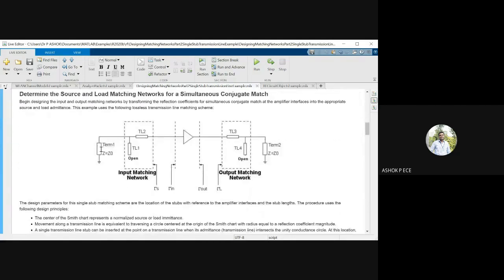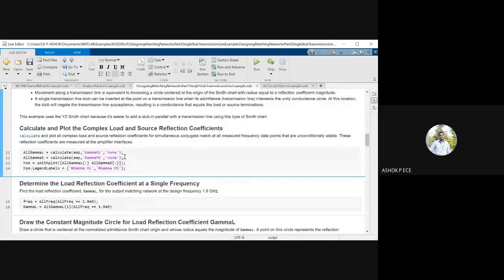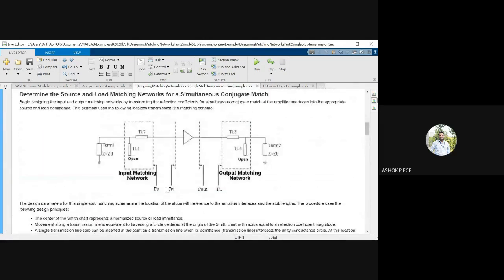Now see here, I'm going to design the impedance matching network. I'm finding out all the reflection coefficients. You have four gammas. Gamma S is the reflection coefficient of the impedance matching network. Gamma in is the reflection coefficient of your amplifier input. Gamma out is the reflection coefficient of the amplifier output, and gamma L is the reflection coefficient of your load.